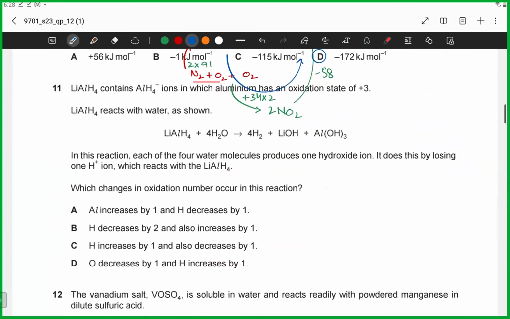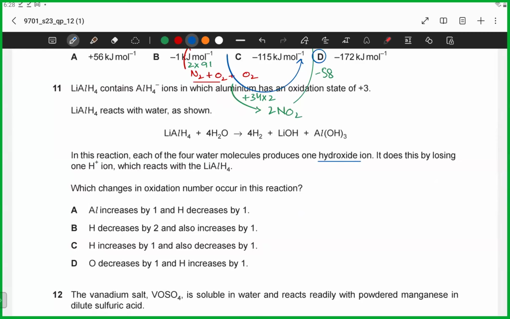Okay, next one. LiAlH4 contains this ion, so it reacts with water. There's an equation given. In this reaction, each of the 4 water molecules produces a hydroxide ion. It does this by losing one H plus, which reacts with the LiAlH4. So what changes in the oxidation number occur in this reaction?